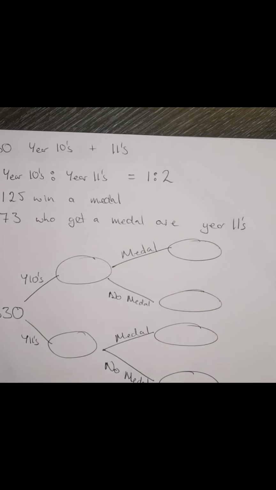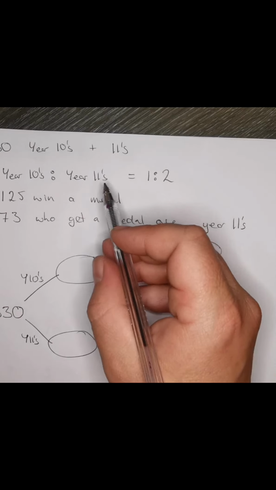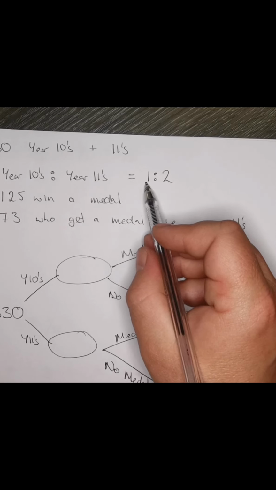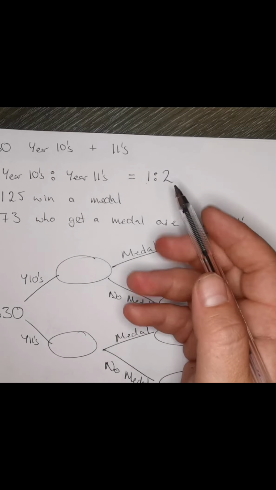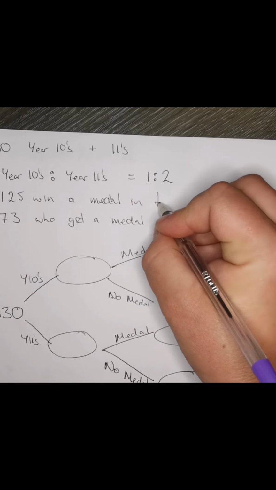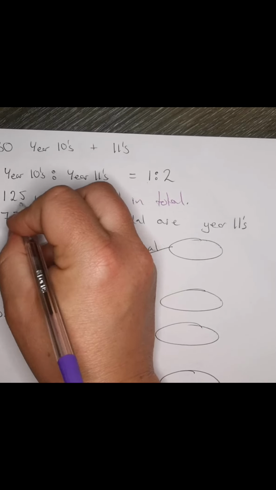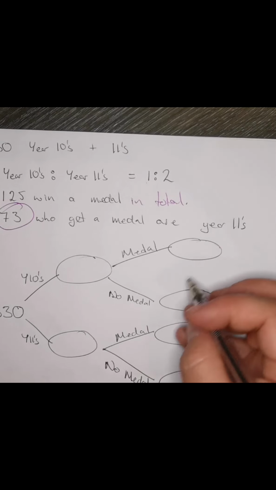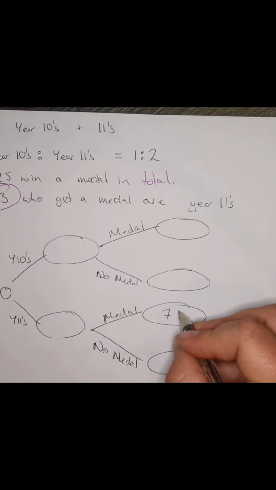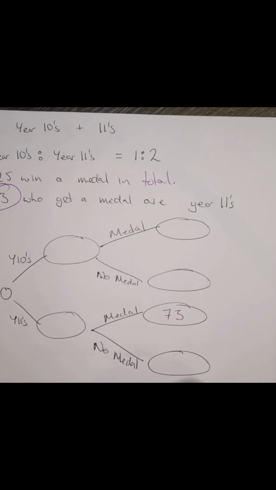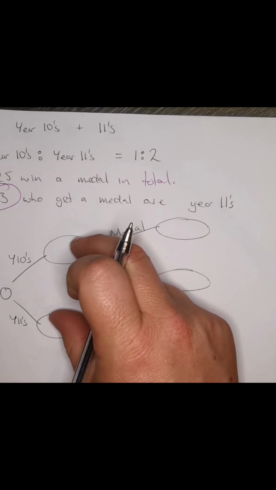Right, frequency diagram. I've got 330 year 10s and year 11s. The year 10s to the year 11s is 1 to 2, so for every 1 year 10 there's 2 year 11s. 125 win a medal. I'm guessing that's just in total. 73 who get a medal are year 11s, so actually let's put that straight in. So 73 year 11s get a medal. Let's sort these out now.